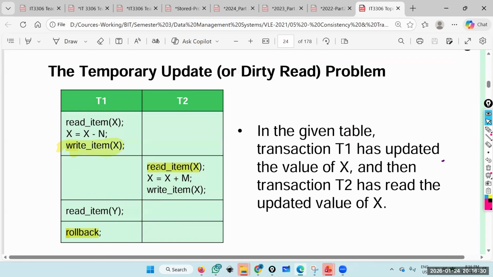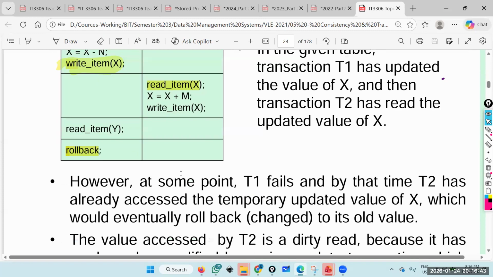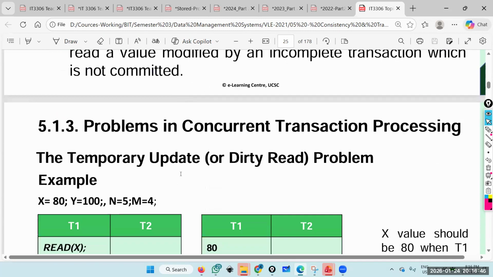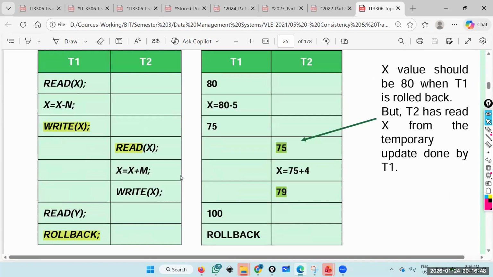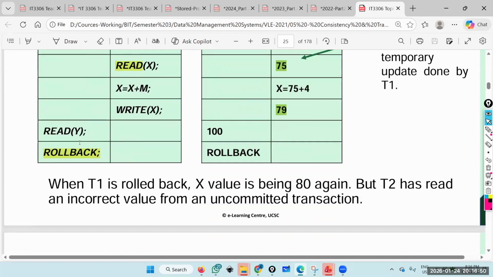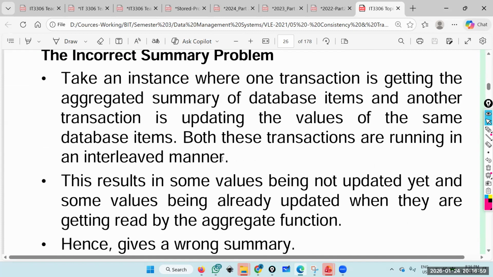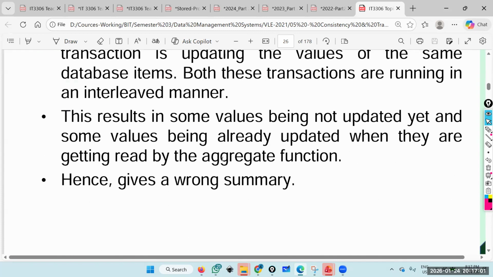Right. So you read the dirty value, but this guy rolls back. So then this read value is wrong. So this may result in either cascading rollback or an unrecoverable transaction. Okay. So when this is rolled back, you need to also roll back. That is cascading rollback. And of course, the incorrect summary issue.